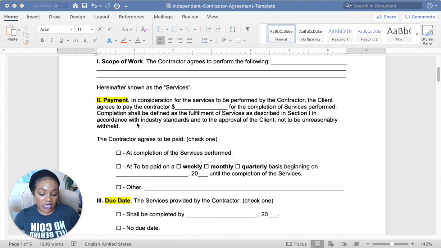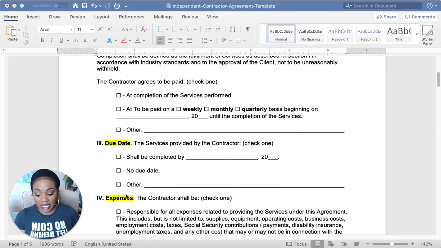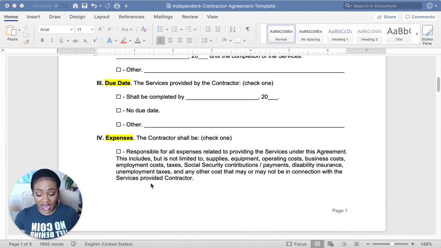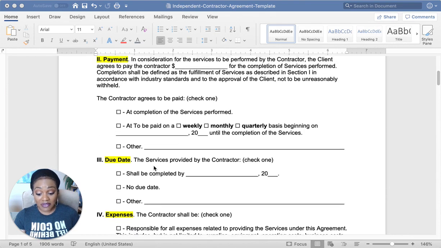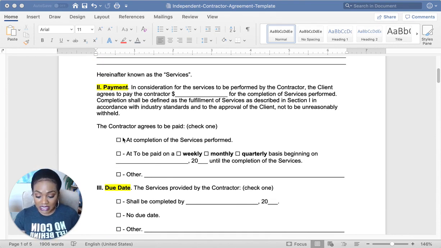This payment section right here, and actually the due date section below, and then the expenses, I highlighted these sections in yellow because I don't love them. The reason is you see these check boxes right here. I don't like that. I think it's better that whatever section you want to include, just put it in there, and the sections that are not applicable, just take them out. I don't like check boxes because you don't want the other party to see what other options they could have had. So your contract should never have anything that's not applicable in the agreement.